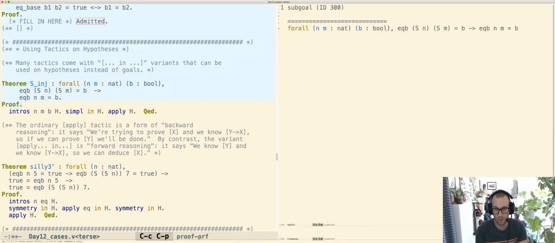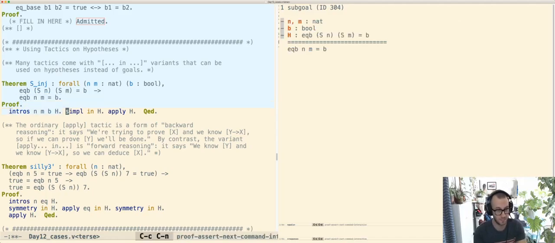Okay, so let's see an example of that in action. So here's something that says if the successor of n and the successor of m gives us some result b, then so does just evaluating EQB for n and m. So let n, m, and b be given. I want to note here that by writing just b, we're sort of covering both the true and false cases. We're saying these two have the same result. Okay. So how will this work? Well, we'll just say, hey, could you please simplify in h?